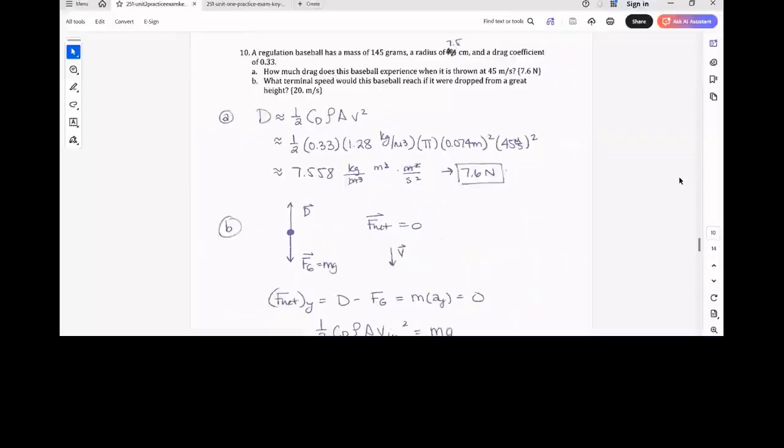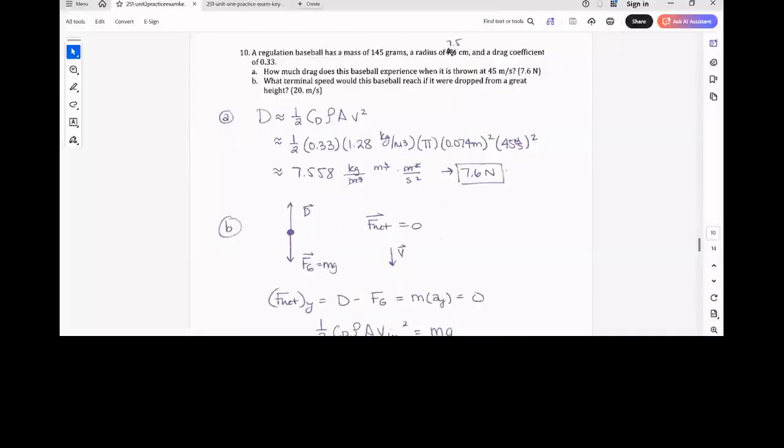Number 10, a regulation baseball has a mass of 145 grams, a radius of 7.5 centimeters, and a drag coefficient of 0.33. So something that is notably less than the smooth sphere that we saw in our notes that was about 0.50. Our questions: how much drag does this baseball experience when it's thrown at 45 meters per second? What terminal speed would it reach if it were dropped from a great height?